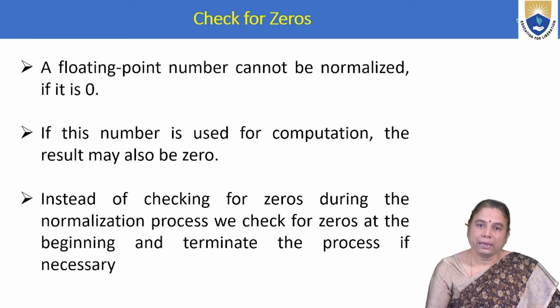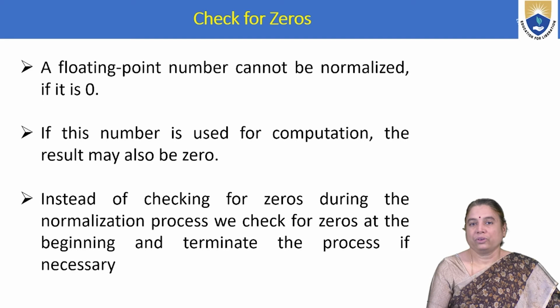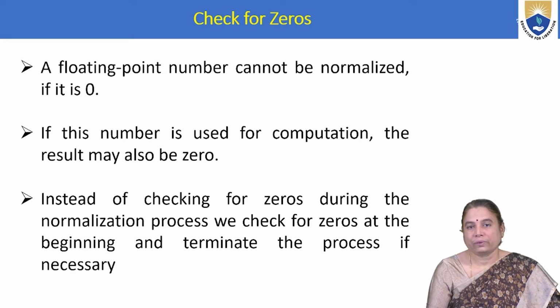The first step is to check for zero. A floating point number cannot be normalized if it is zero. Zero value numbers cannot be normalized. If such a number is used for computation, the result may also be zero. Instead of checking for zeros during the normalization process, it is better to check at the beginning, otherwise there is a chance of the result being zero. So terminate the process if necessary, if a zero value is obtained during this first step.